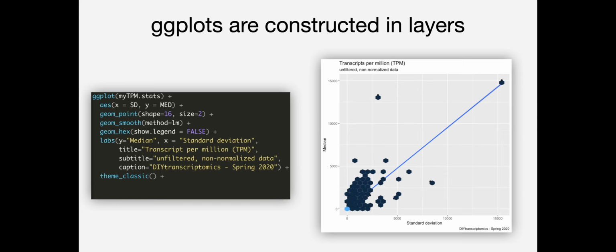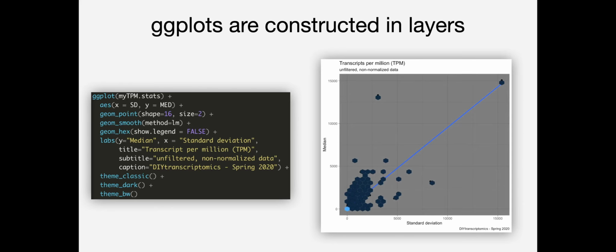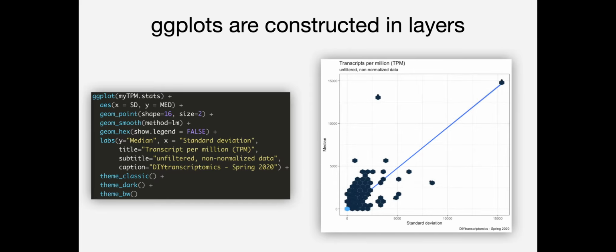And then now that I have the graph that I want, I can start to change the aesthetic, the theme. So the classic theme, the dark theme, and the theme BW. Each time, had no problem applying 3 different themes to the graph. It just stacks them on as different layers.